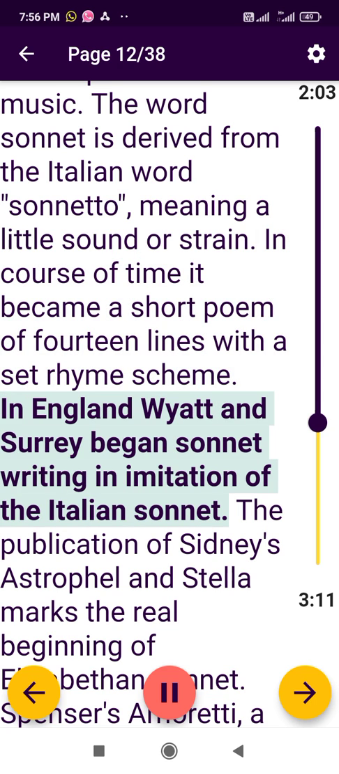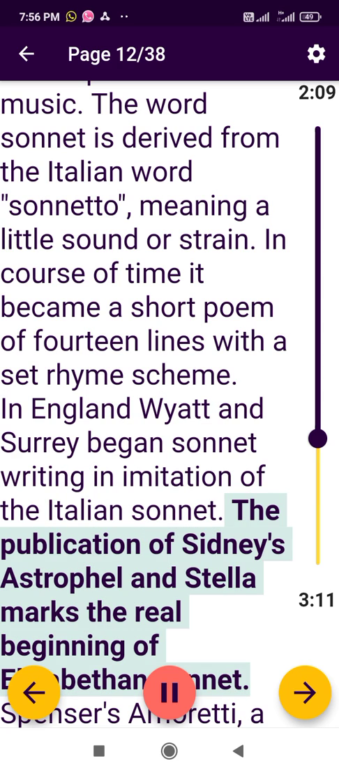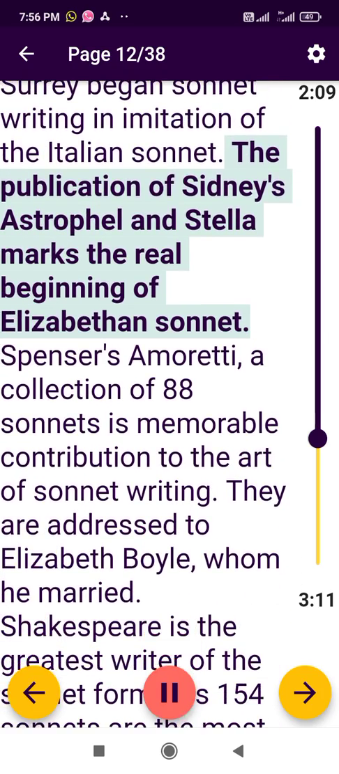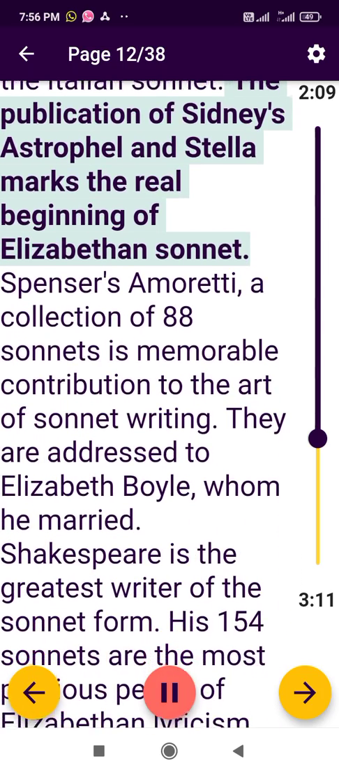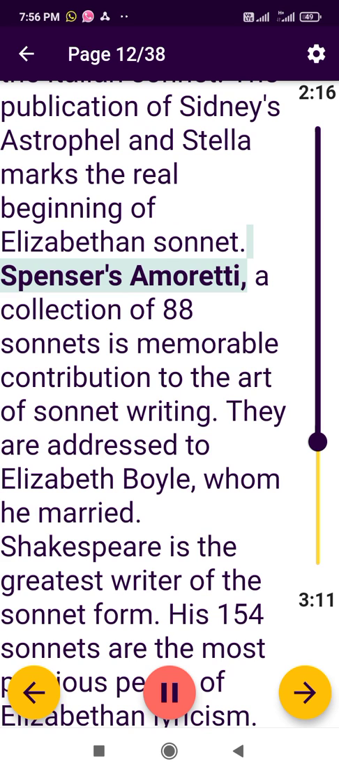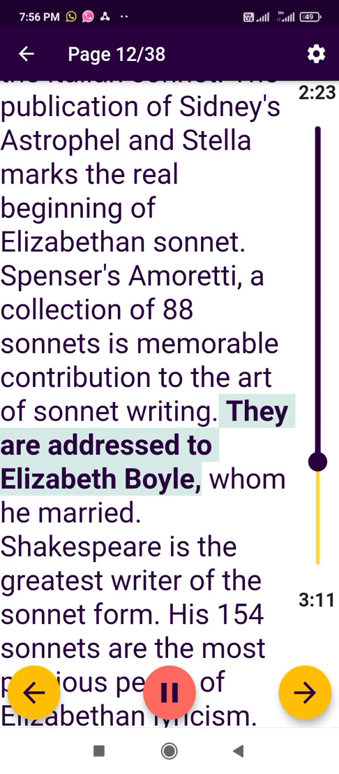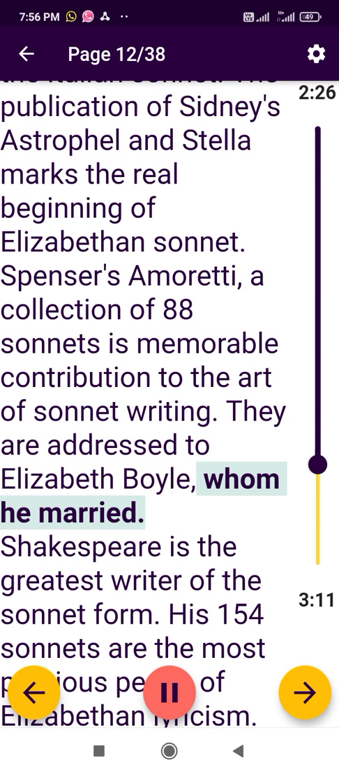In England, Wyatt and Surrey began sonnet writing in imitation of the Italian sonnet. The publication of Sidney's Astrophel and Stella marks the real beginning of the Elizabethan sonnet. Spenser's Amoretti, a collection of 88 sonnets, is a memorable contribution to the art of sonnet writing. They are addressed to Elizabeth Boyle, whom he married.